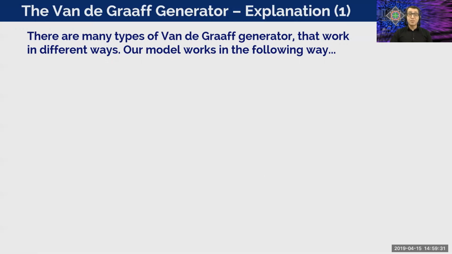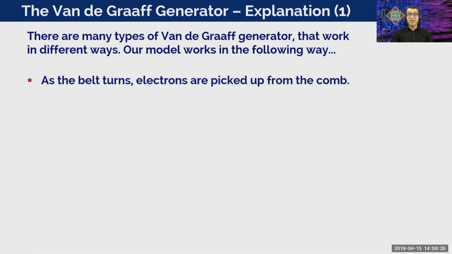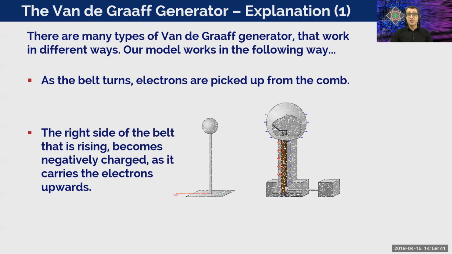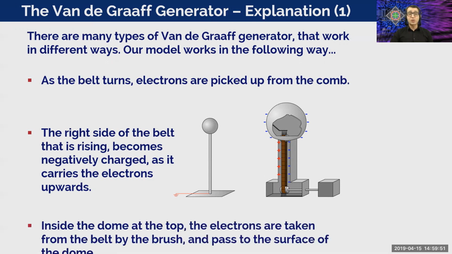So, as the rubber belt in the Van de Graaff generator turns, electrons are picked up from the metal comb, the metal brushes. The right-hand side of the belt that's rising becomes negatively charged as it carries the electrons upwards. Now, inside the dome at the top, the electrons are taken from the belt by the brush and then pass onto the surface of that dome. Eventually, those electrons build up, and so you have a build-up of a static negative charge on the surface of the dome.